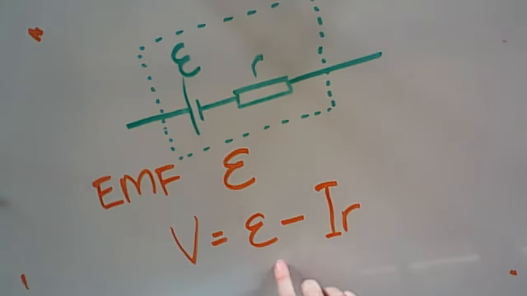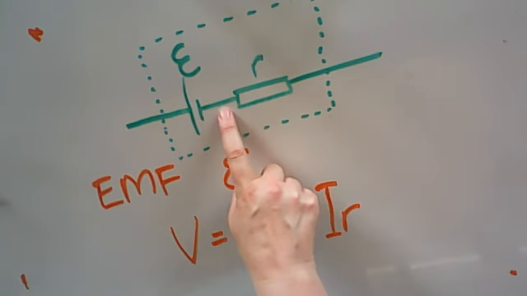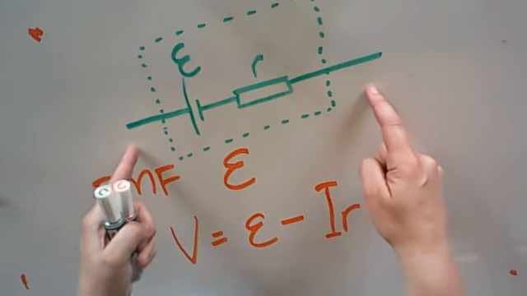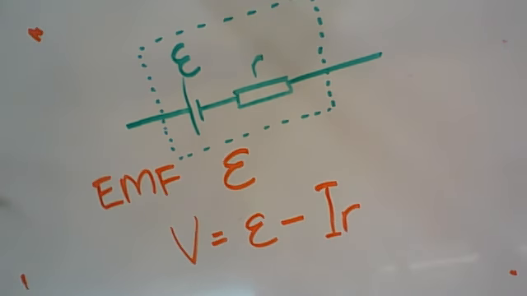And we have this idea of EMF, yeah? The actual potential difference supplied by that terminal, some of which gets used up here by the voltage drop across little r, and some of which can be seen on the outside, on the terminals of our battery or power supply.